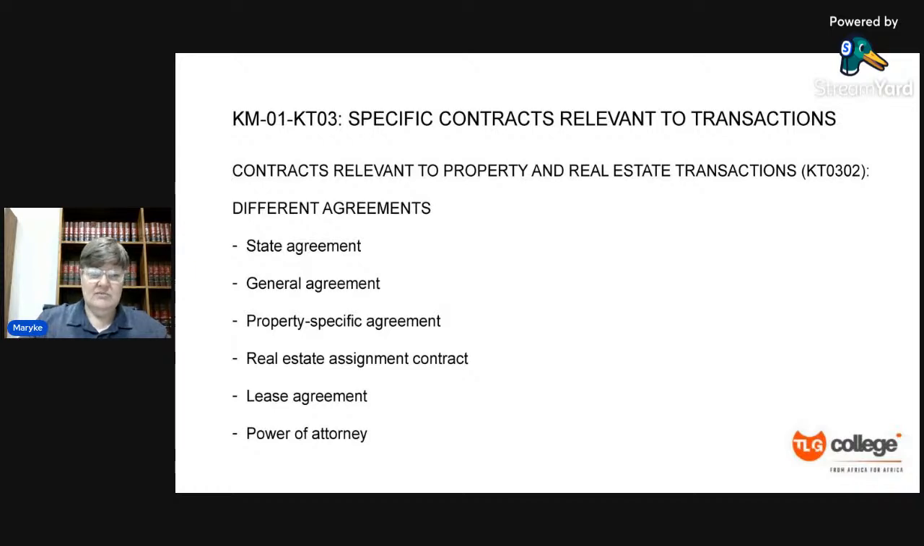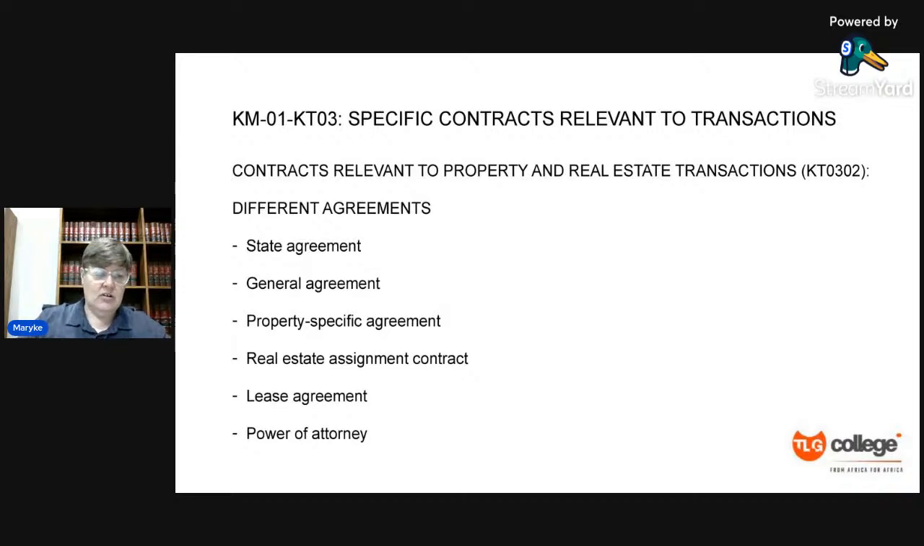Then we have a general agreement. Those are sometimes simply a shortened version of the above mentioned contract, and it's usually when real estate isn't involved, right? So sometimes that can even be a page. And then we have property specific agreements, right, where we use these for specific types of property, so either for vacant land or, as an example, a mobile home or agricultural land or commercial property.